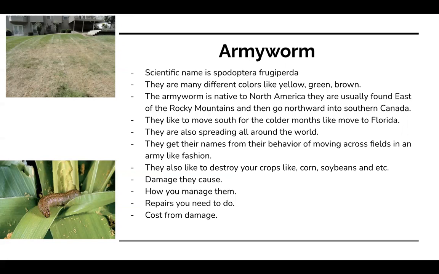How do you manage them? Managing armyworms is pretty simple. They are surface feeders, so they're easily controlled by insecticides if you identify them early enough. An example of an insecticide would be Ortho Bug B Gon Insect Killer. The repairs you need to do are pretty simple. You just put fertilizer down and water, and just keep doing that. But if you don't kill them fast enough, they can kill your lawn completely.